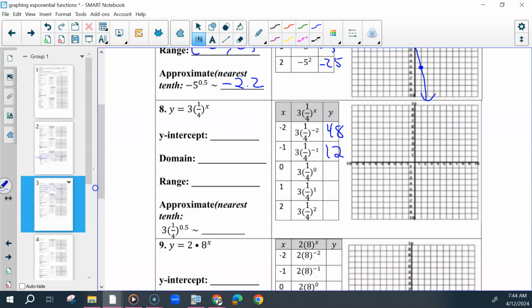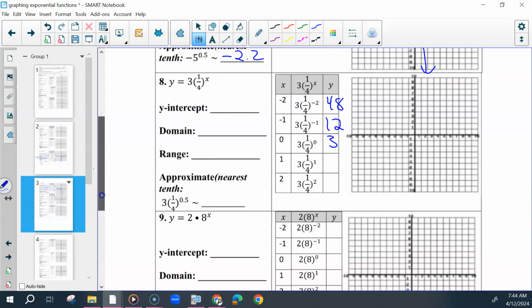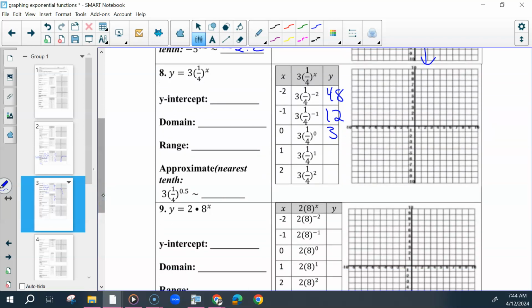1/4 to the 0 times 3, 3. So that would be 1 times 3. 1/4 to the first times 3. So that would be if we flipped it, but not for this one. 3/4. It'll be 3/4. You don't flip it over in that one. 1/4 to the second power times 3. 3 over 16.